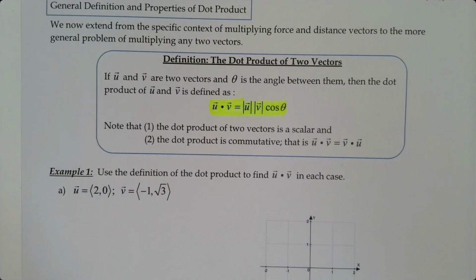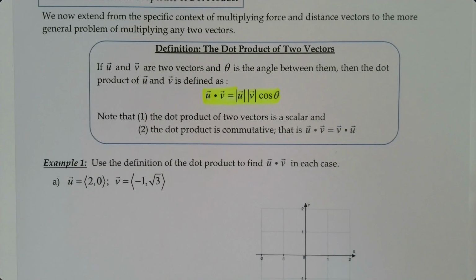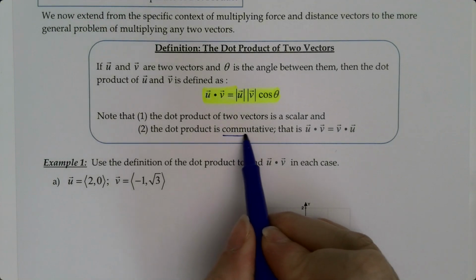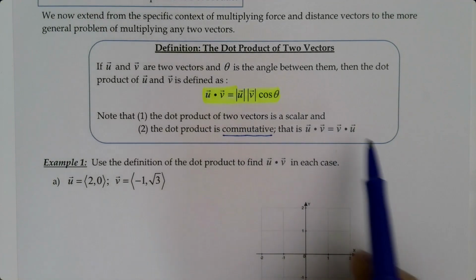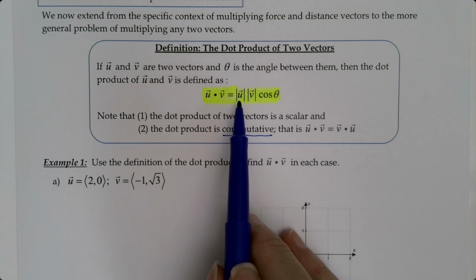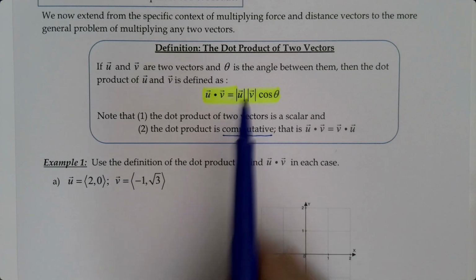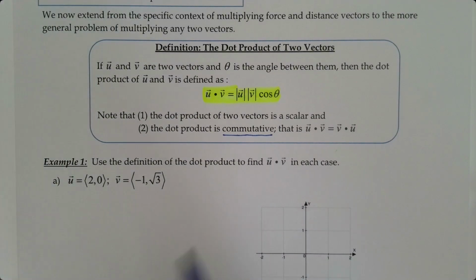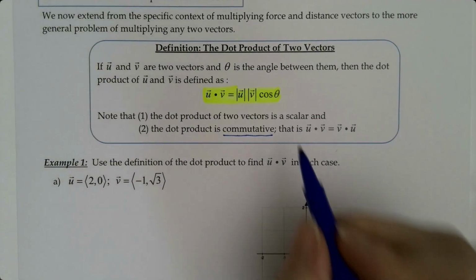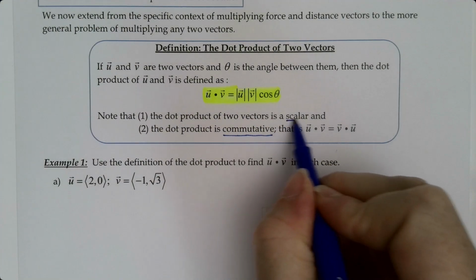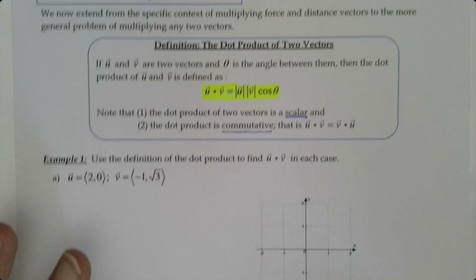All right, lovely. So let's use that definition. Oh, and for the record, it is commutative. So it doesn't matter what order we go in, because of course, multiplying the magnitude times the other magnitude, it doesn't really matter what order you go in. So this is commutative, and the result will be a scalar. It'll be a number. So let's do this, and let's see how it works.